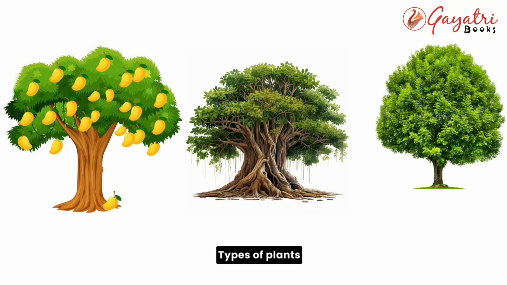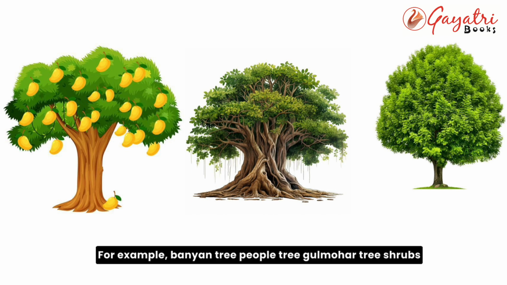Types of plants. Trees. Huge and strong plants are called trees. They have a hard and broad stem. It is called the trunk. For example, banyan tree, peepal tree, gulmohar tree.